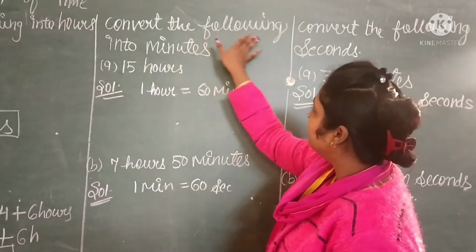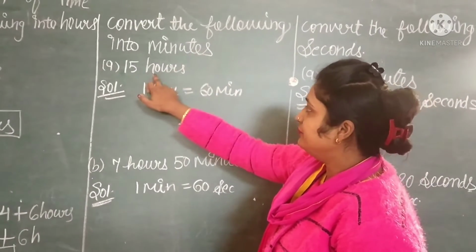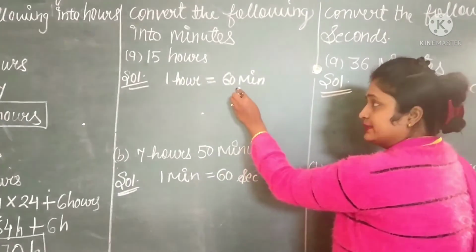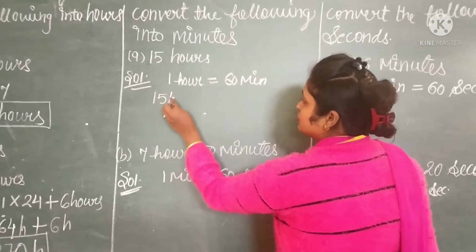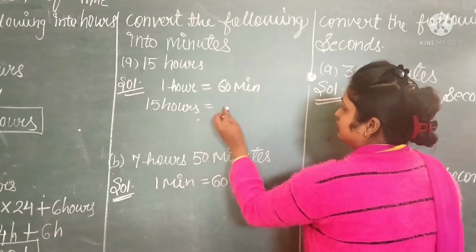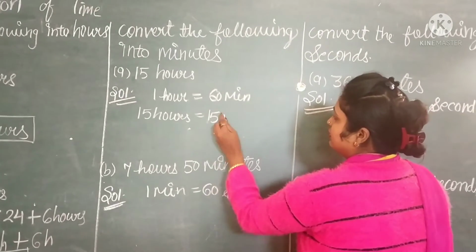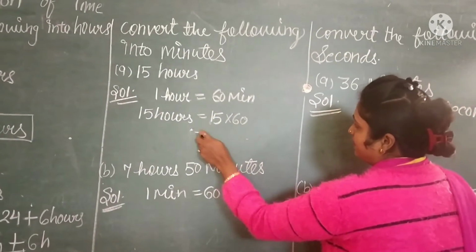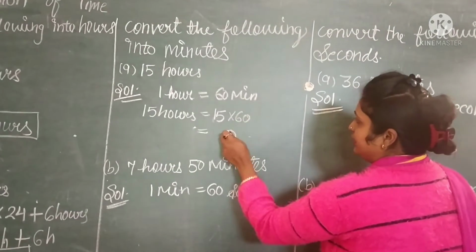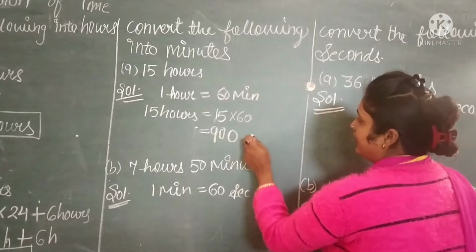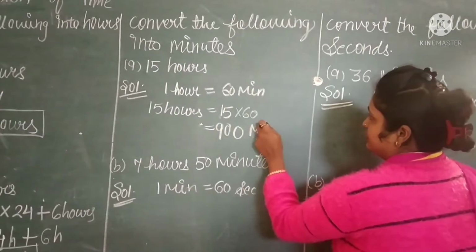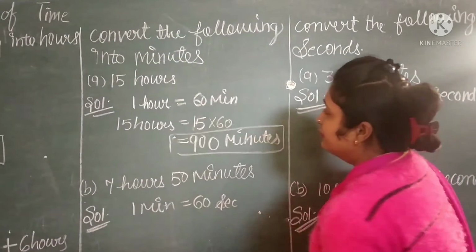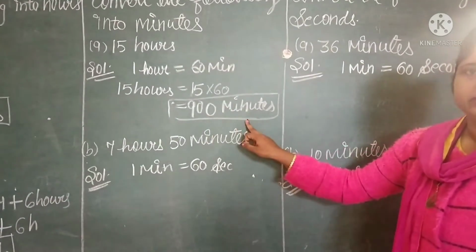Now next question is convert the following into minutes. We have 15 hours, we have to convert 15 hours into minutes. We know that 1 hour equals 60 minutes. So 15 hours equals 15 multiplied by 60. Yeah, 60 multiplied by 15. Same thing. So 0 0, 15 6s are 90. So here we have 900 minutes. So in 15 hours 900 minutes is there.